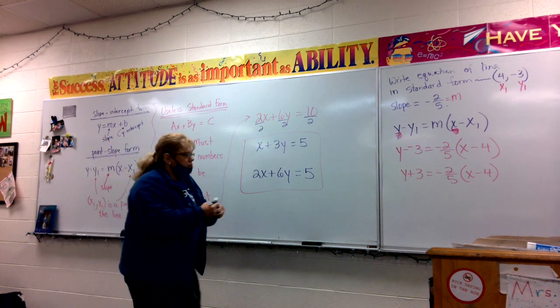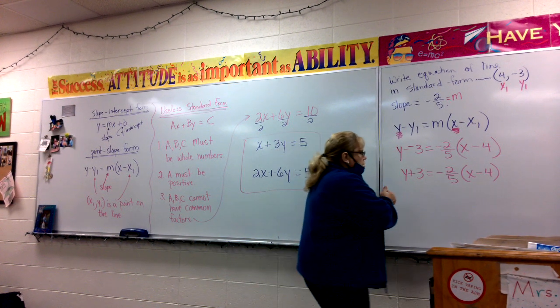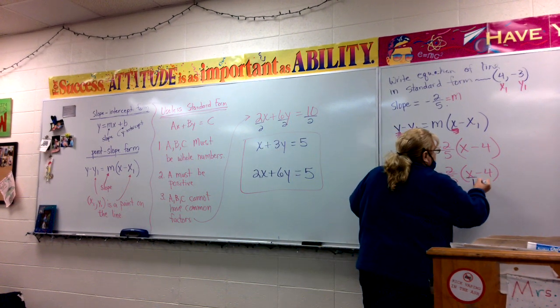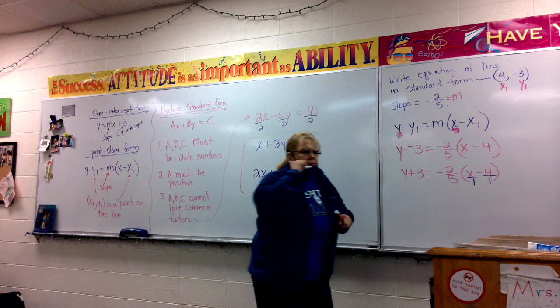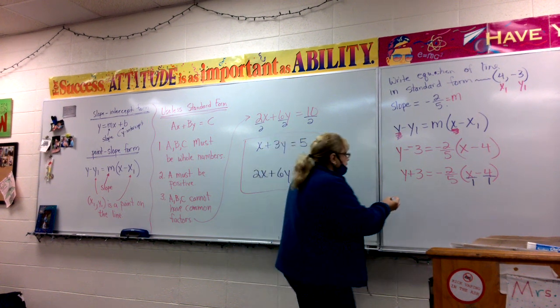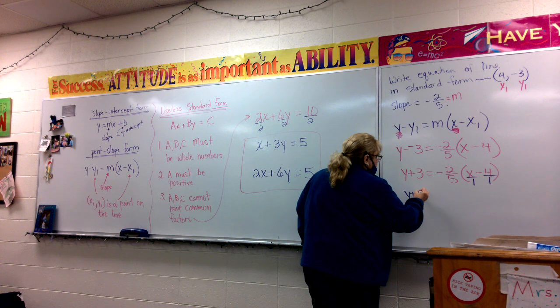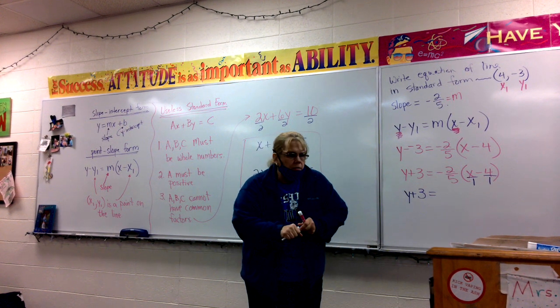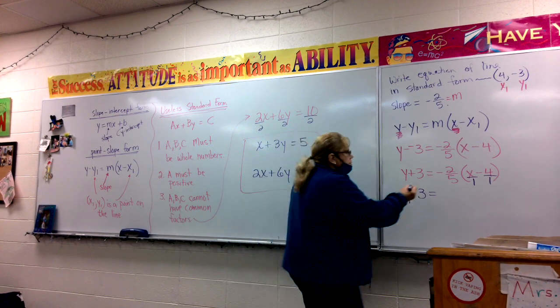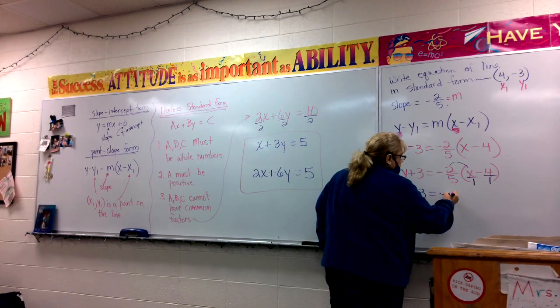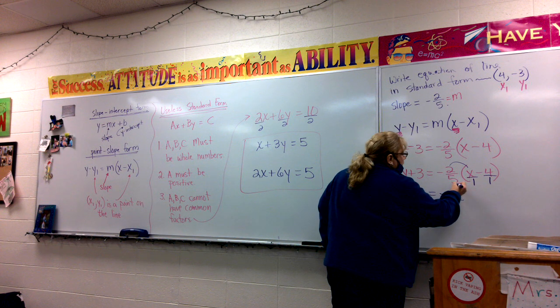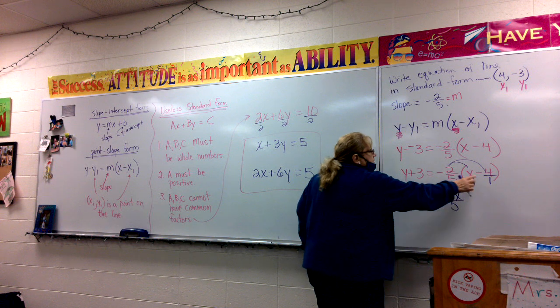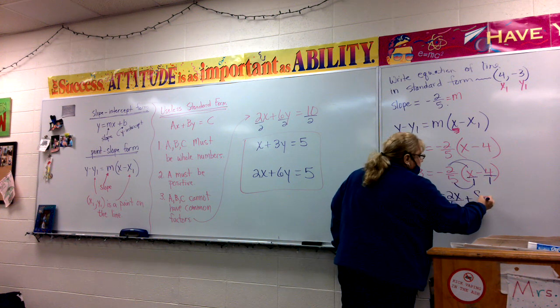Well, we could do this. I don't know what to do. How about if we put a 1 under there and multiply that out? I don't know. You think that will work? Or do you have a better suggestion? Top times top? Bottom times bottom? Top times top. It's negative times negative? Bottom times bottom?